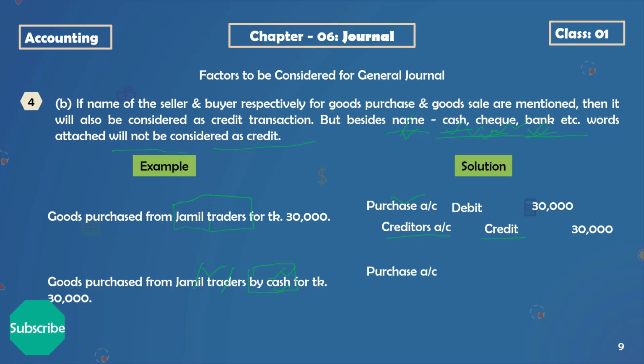So the journal is purchase account debit, cash account credit. Because of the mention of the word cash, creditors is replaced by cash. I think now it is clear to you how to consider a credit transaction and how to decide whether the transaction is a cash transaction, bank transaction or check transaction, and journalize the transaction accordingly. Okay.